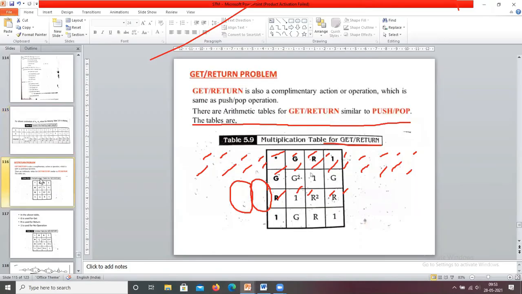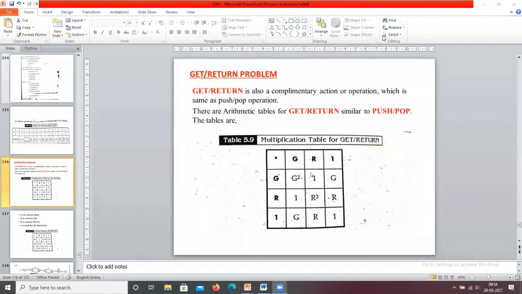Okay, next one, the get return problem. The get return problem is also similar to the push and pop problem. Okay, this is the method. So in the get return problem, these two are also complementary actions, get and return, which is the same as push pop operation.